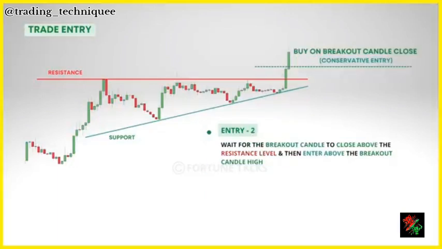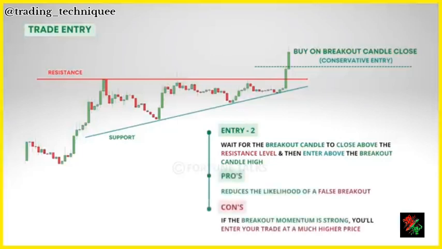The next method is similar to the previous approach. The only difference is that you wait for the price to break and close above the highs of the ascending triangle pattern. You can enter long above the breakout candle highs once the candle closes. This method reduces the likelihood of a false breakout, but if the breakout momentum is quite strong, you will be entering at a very high price.